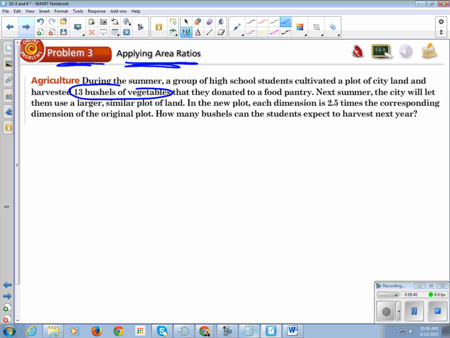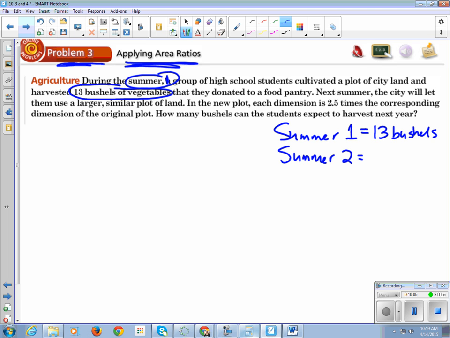13 bushels of vegetables. And I would have that be summer 1. So I would go summer 1, harvested 13 bushels. And then I would go summer 2, because that's the next summer. The city will let them use a larger, similar plot of land.